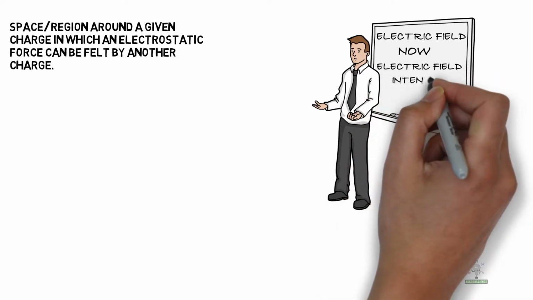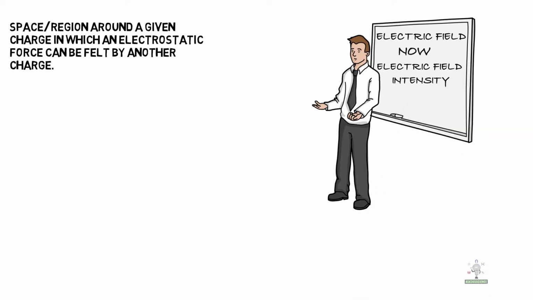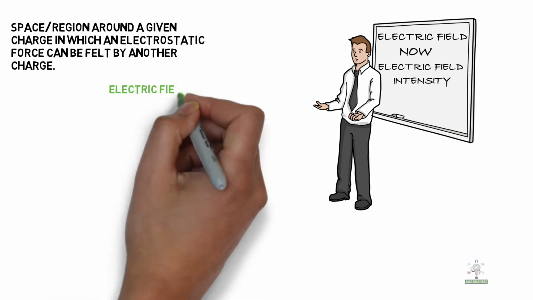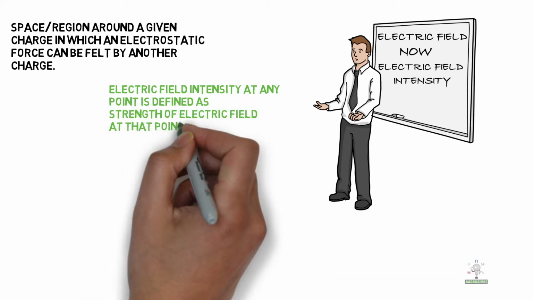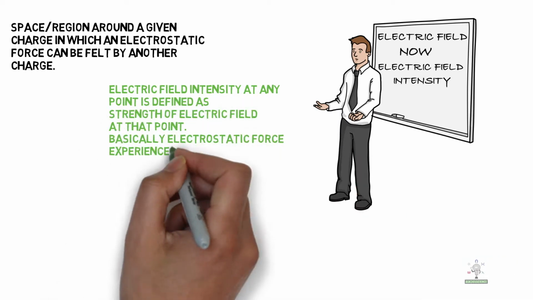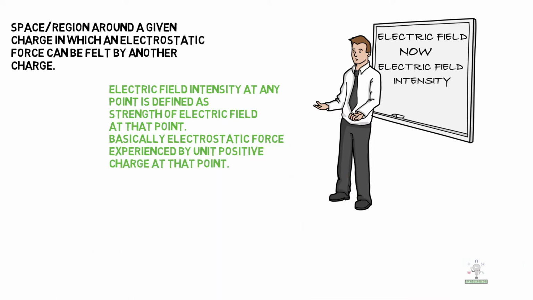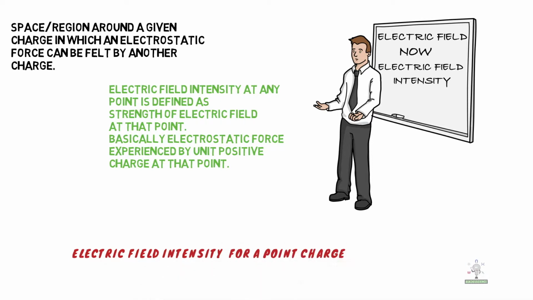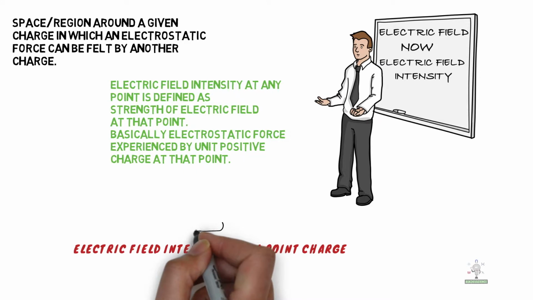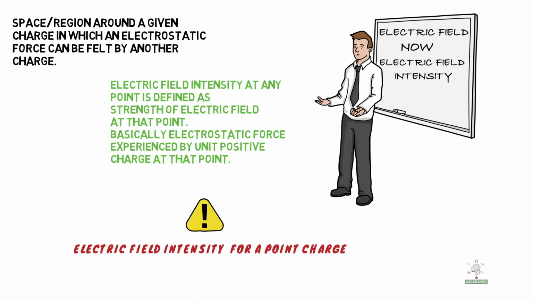Now, what about its strength? If we talk about electric field, what about its strength at a point? Let's discuss that. That strength is defined by electric field intensity. Electric field intensity is defined as the field strength at a particular point experienced by a unit positive charge at that point. That is the measure of electrostatic force experienced by a unit positive charge at that point.